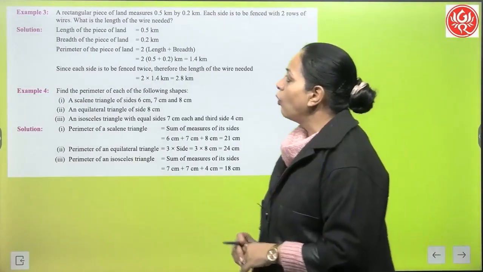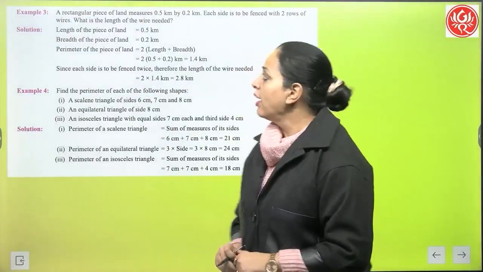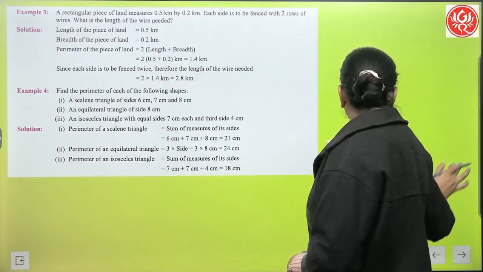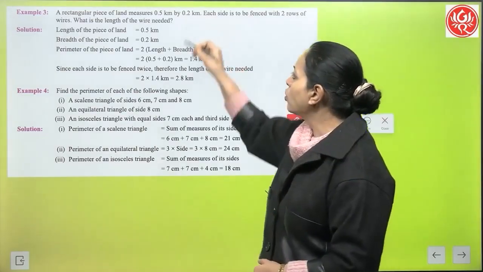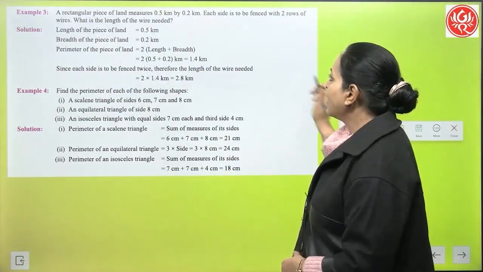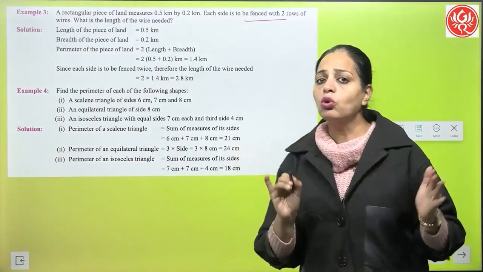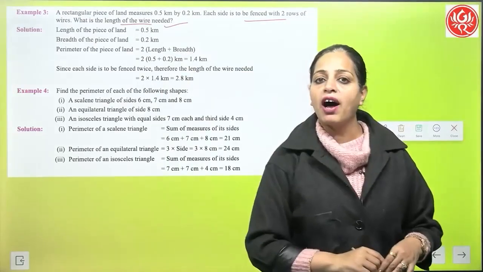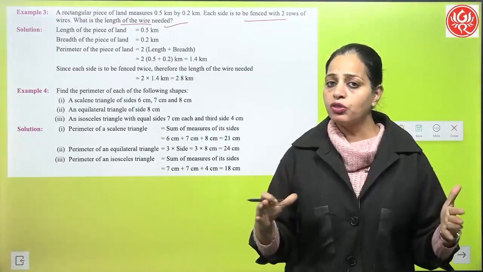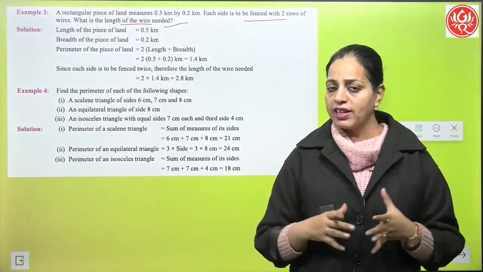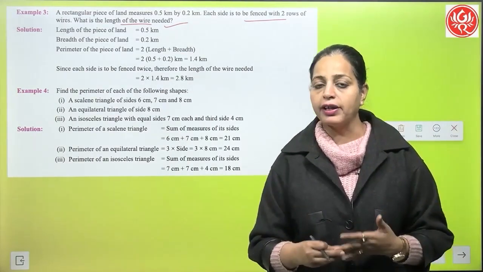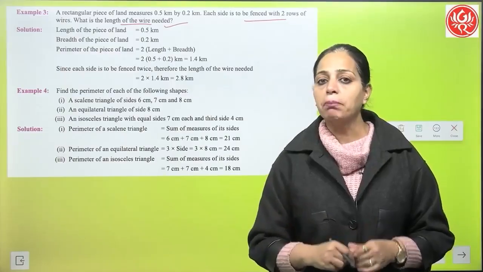Okay. Now example 3. A rectangular piece of land measures 0.5 kilometer by 0.2 kilometer. Each side is to be fenced with 2 rows of wires. What is the length of the wire needed? हमें boundary को 2 rows of wire से cover करना है. So how we can find out the length of the wire? It means we have to find the perimeter.